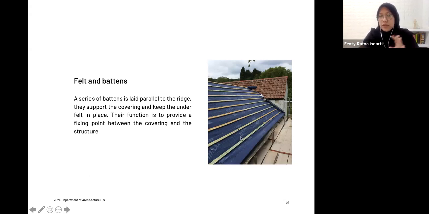So felt is another layer. I don't think that it is commonly used in Indonesia, but you can find it in some buildings nowadays. So there is a layer in it, and their function is to provide a fixing point between the covering and the structure. This configuration just tries to attach the covering to the roof structure itself, so this one is directly related to the covering.